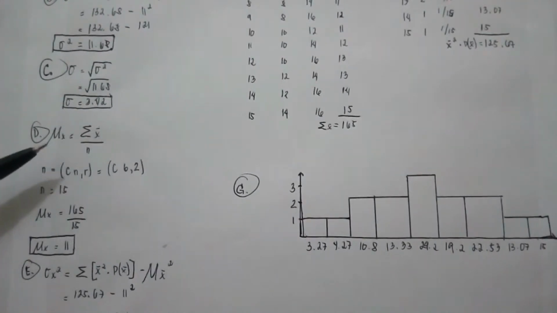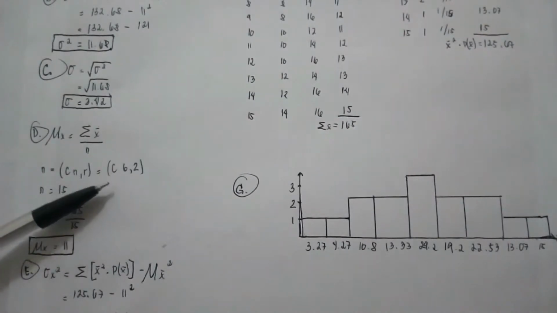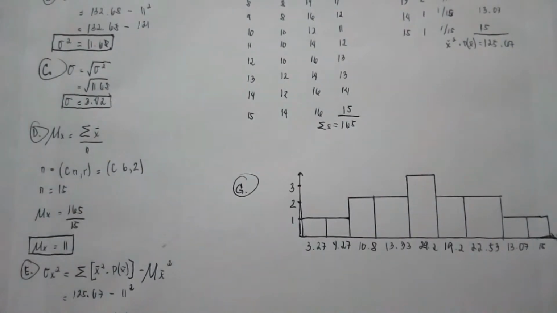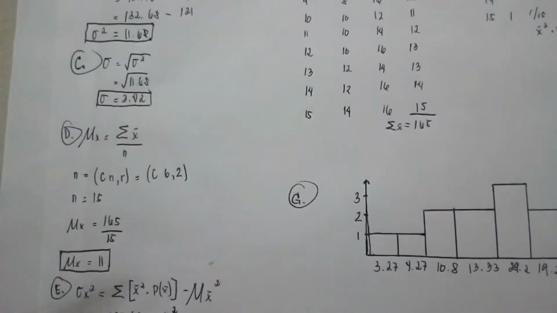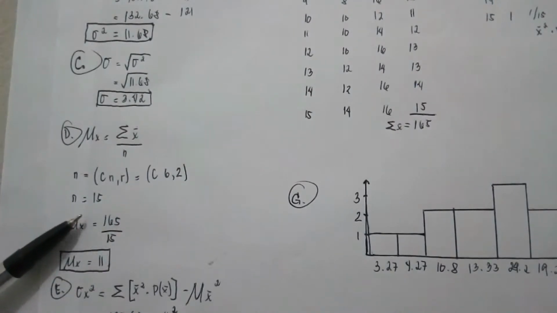Then, ang next na kukunin ay ang mean of the sample mean, which ang formula niya ay summation x bar over n, which is the sample. Para makuha ang value ng n is kukunin natin ang combination ng 6 and 2, which is, saan ba nakuha ang 6 and 2? Dito siya nakuha. This 6 and 2. So, the combination of 6 and 2 is equal to 15. So, there are 15 samples.